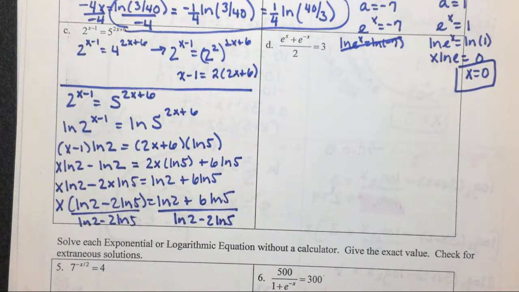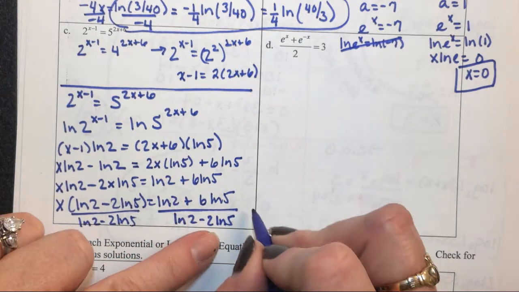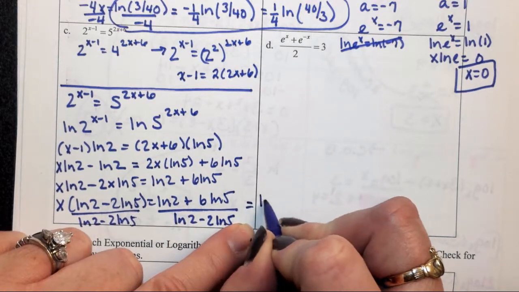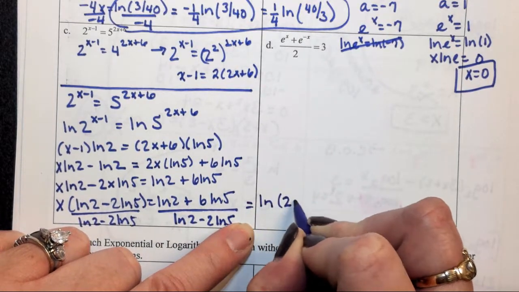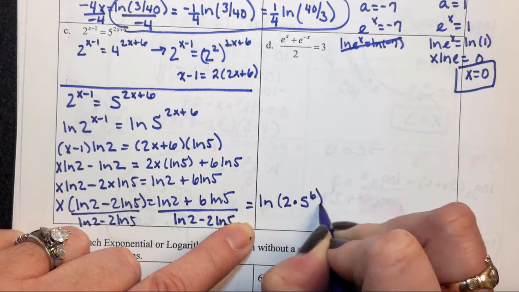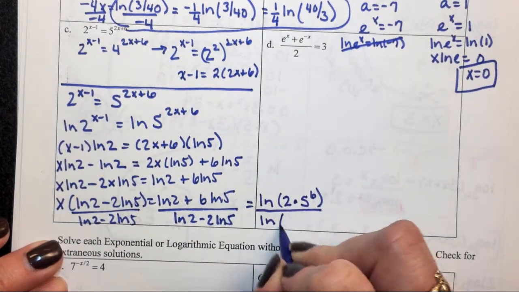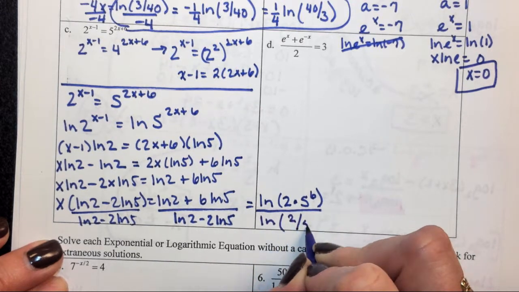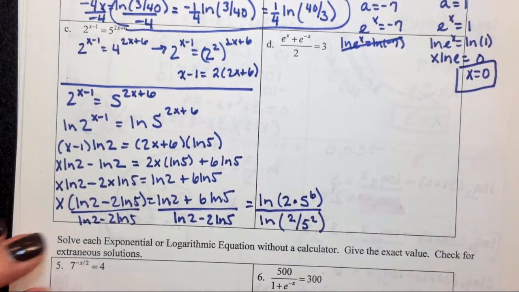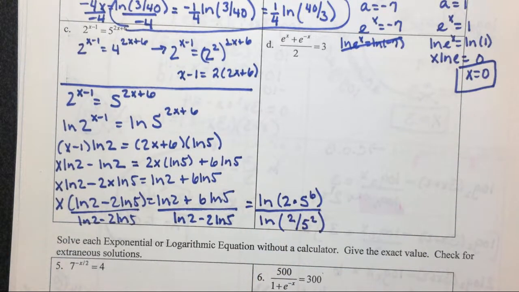There's a lot of different manipulation you can do with properties of logarithms on this answer. So notice what I can do. Can I condense the numerator through my product property? Yes. So again, there's a lot of different variations of what this answer could look like. I could rewrite this as the natural log of 2 times 5 to the 6th power over the natural log of 2 divided by 5 squared, or 2 over 25.